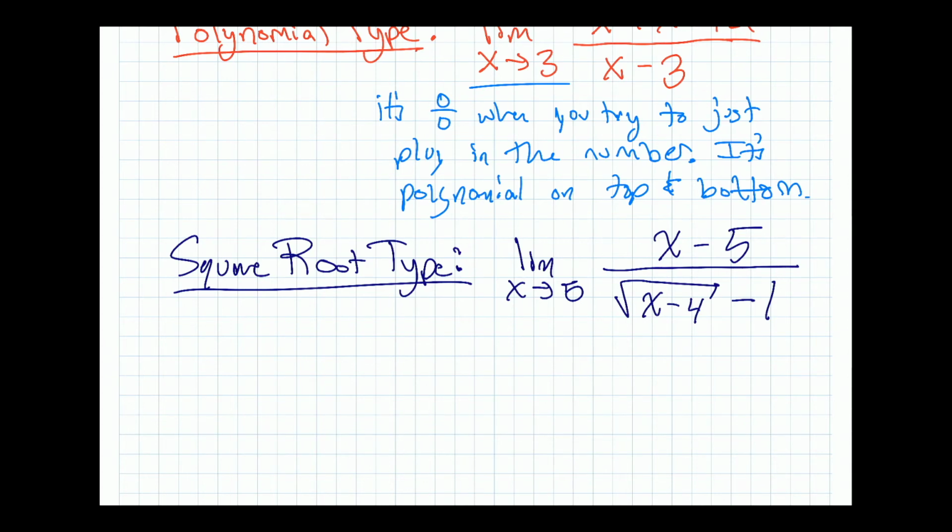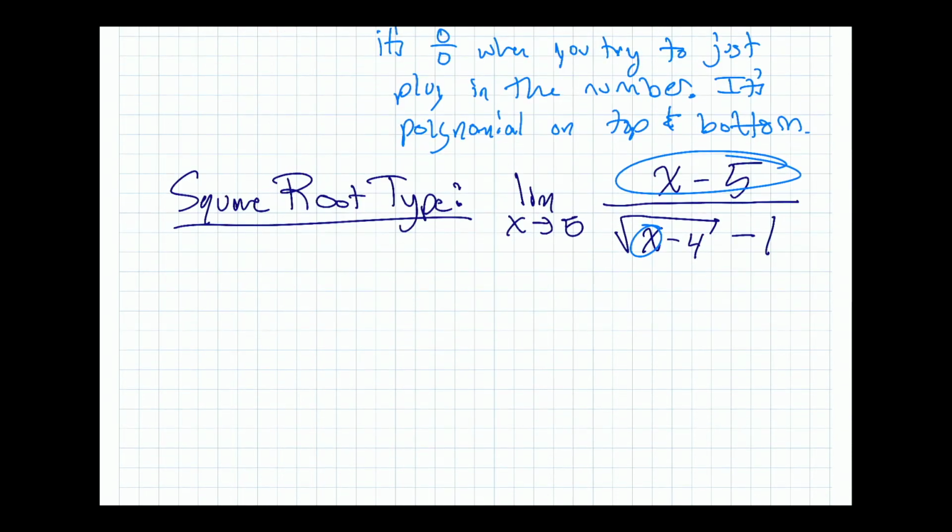Well, it's pretty much the same idea as the last one, right? If you try to plug in x equals 5 here, the top is going to be 0. And if you try to plug in a 5 in the denominator here, you're going to get square root of 5 minus 4, which is square root of 1, which is 1. And then 1 minus 1 is 1. So it's still 0 over 0, and has a square root.